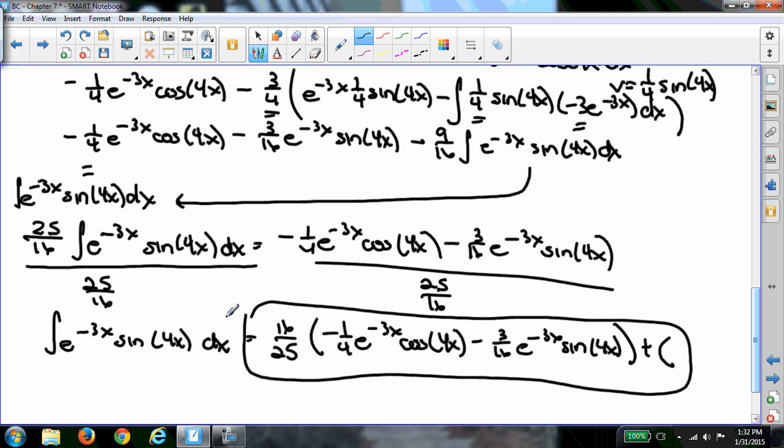With these, remember to be careful with your distribution, checking that you actually completely distributed through the fractions as well as the negative signs. So hopefully I didn't make a mistake here either.